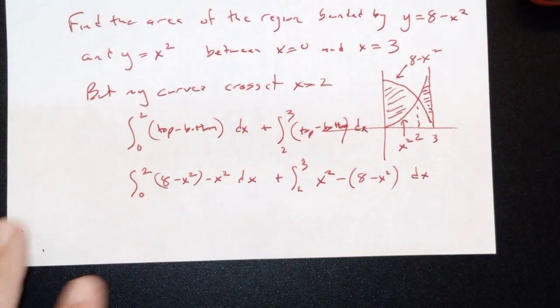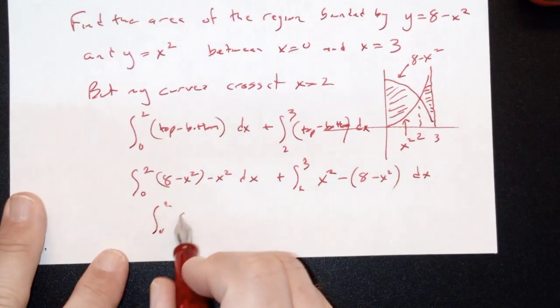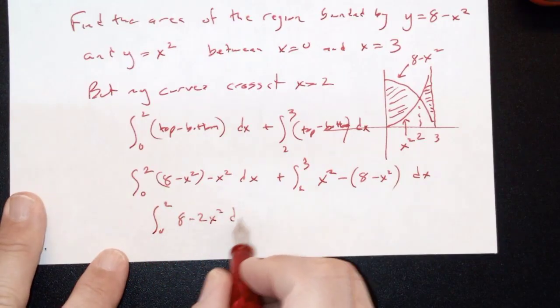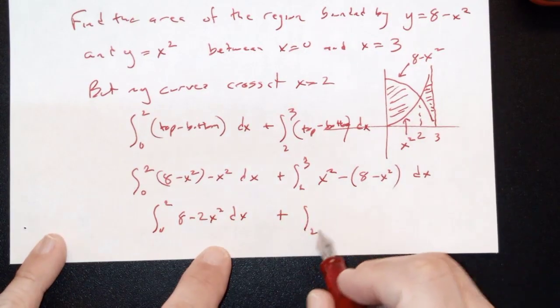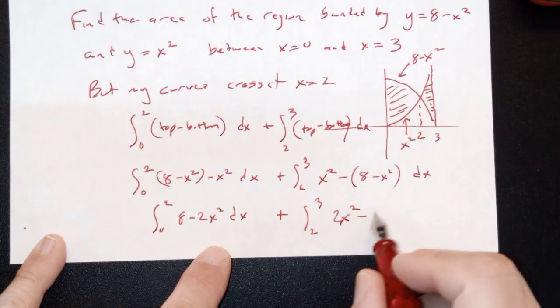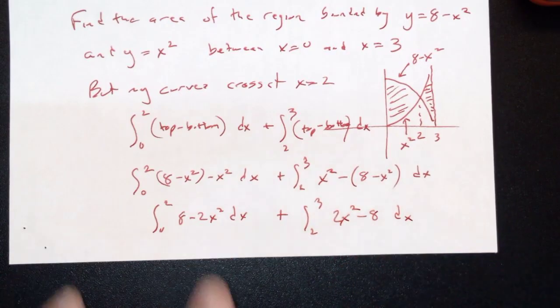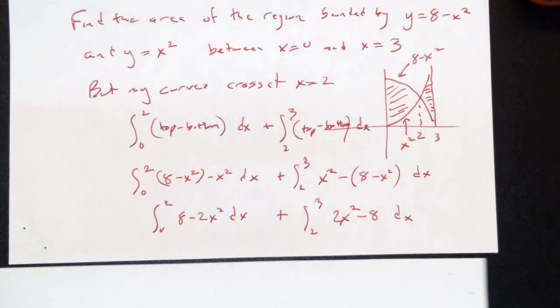So over here, I have the integral from 0 to 2 of 8 minus 2x squared. And since they've reversed positions, I switch the signs. The second integral is 2x squared minus 8. They're the exact same equations. One is the negative of the other. Finish it out. Give me a number.